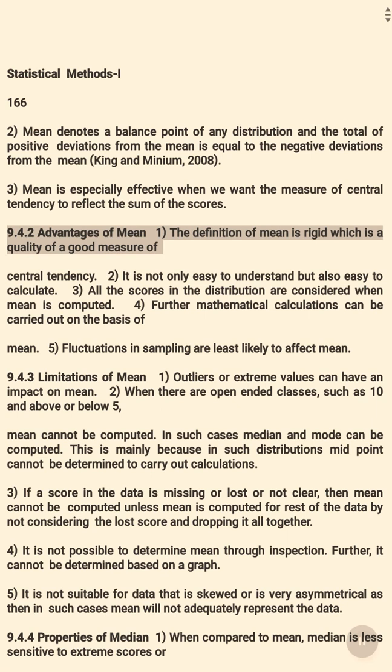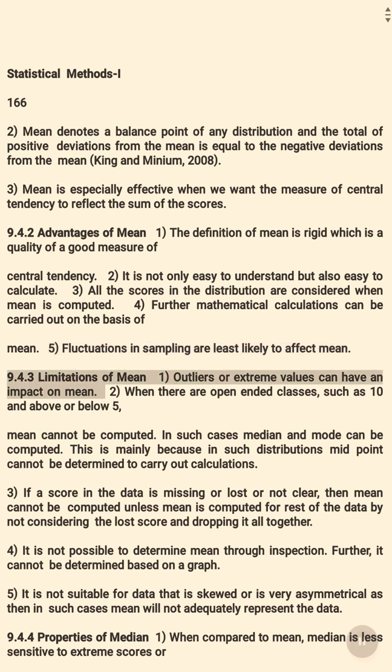9.4.2 Advantages of mean. 1. The definition of mean is rigid, which is a quality of a good measure of central tendency. 2. It is not only easy to understand but also easy to calculate. 3. All the scores in the distribution are considered when mean is computed. 4. Further mathematical calculations can be carried out on the basis of mean. 5. Fluctuations in sampling are least likely to affect mean.